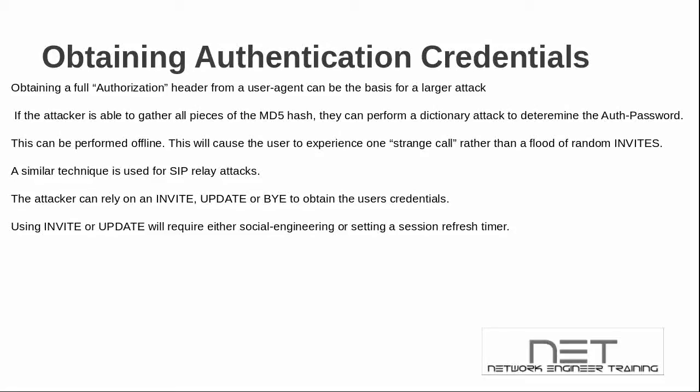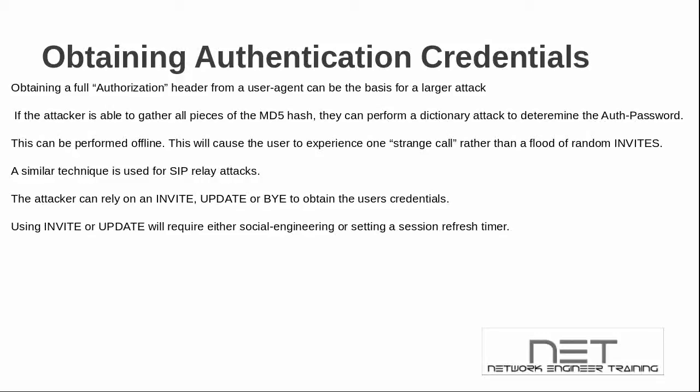So, obtaining the authentication credentials. Obtaining a full authorization header from a user agent can be the basis for a much larger attack. If the attacker is able to gather all pieces of the MD5 hash, they can perform a dictionary attack to determine the Auth-Password. Now, this can be performed offline after they've sent the initial invite and gotten your authorization header. This works better for the attacker, as the end user will only experience one strange call where maybe they didn't have audio, versus a flood of random invites.